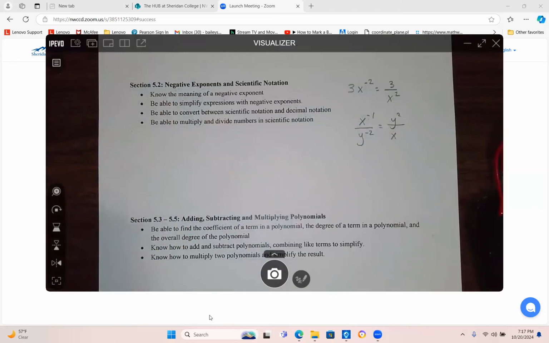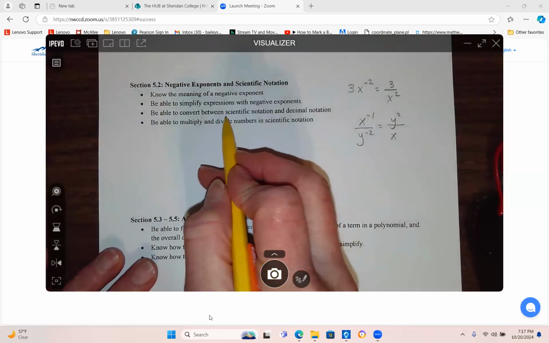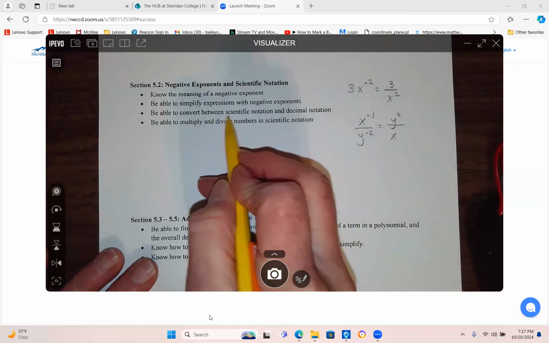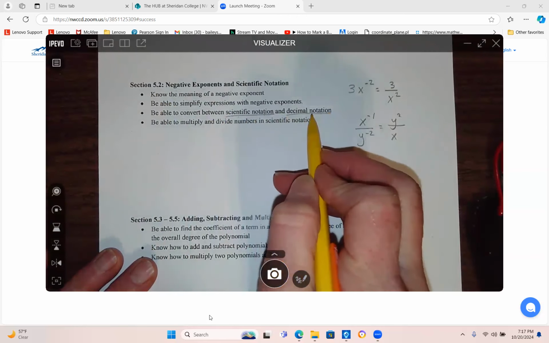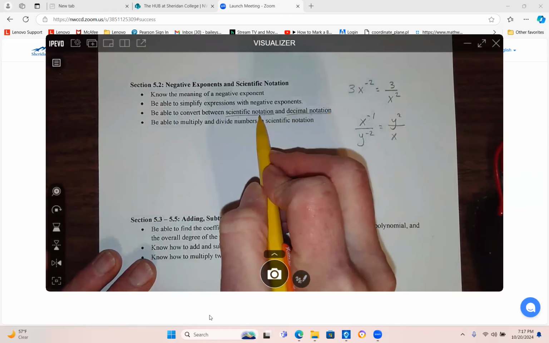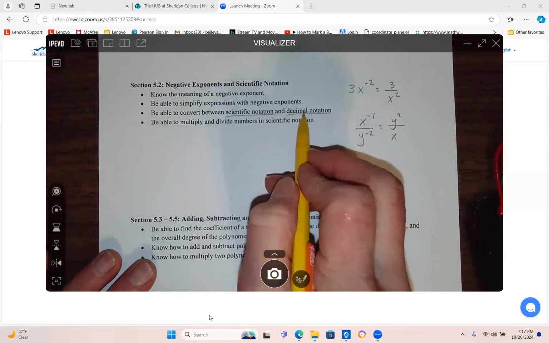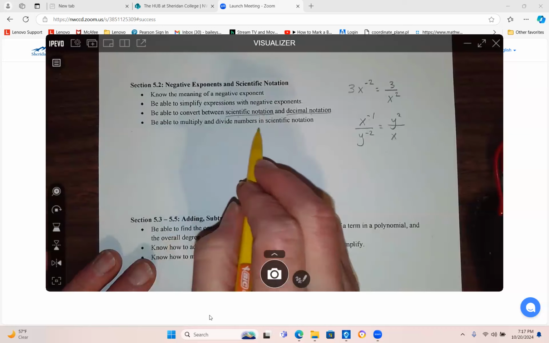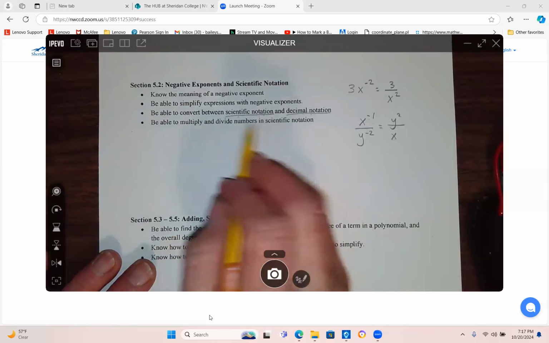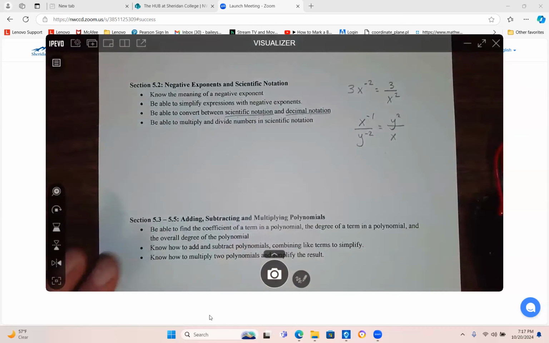Scientific notation. Here, we're interested in being able to go from scientific notation to decimal notation, or decimal notation to scientific notation, to go back and forth between the two. You can also multiply and divide numbers in scientific notation. This mainly is a calculator issue and using a calculator to solve that. All righty, 5.2.